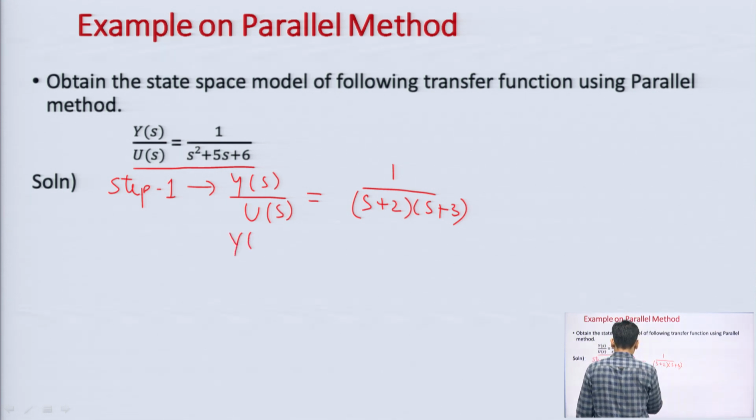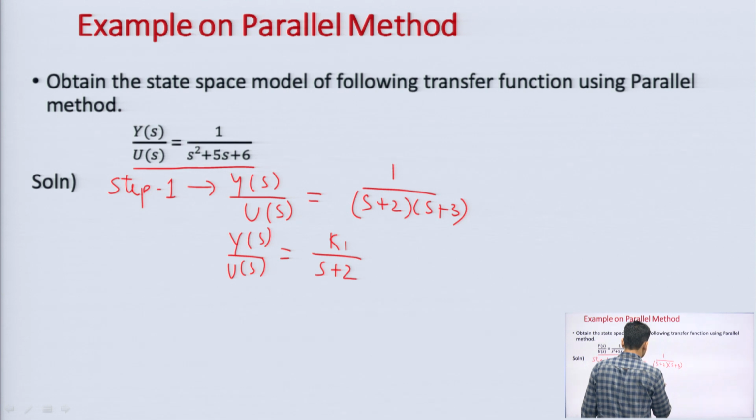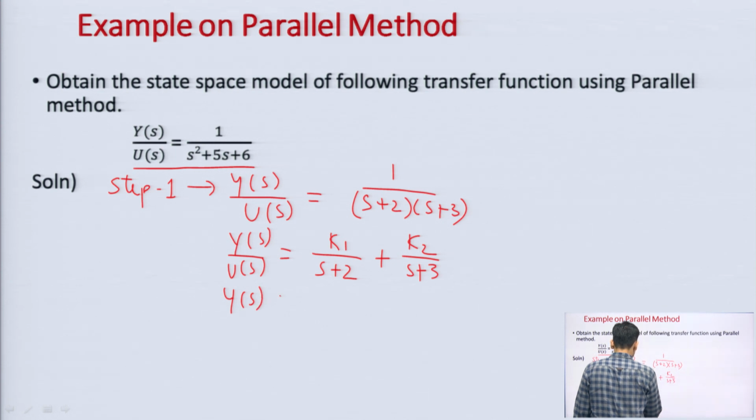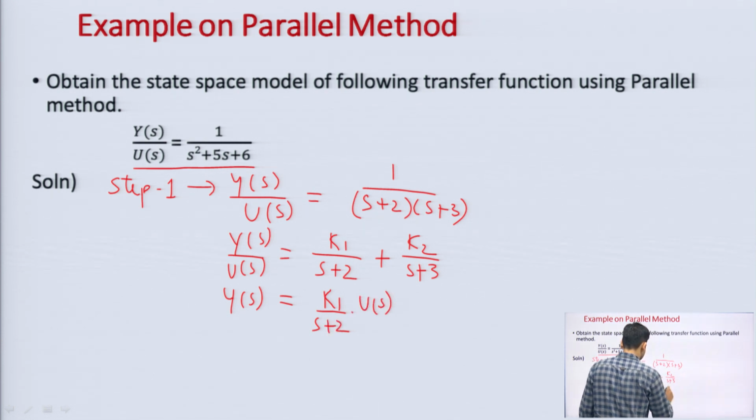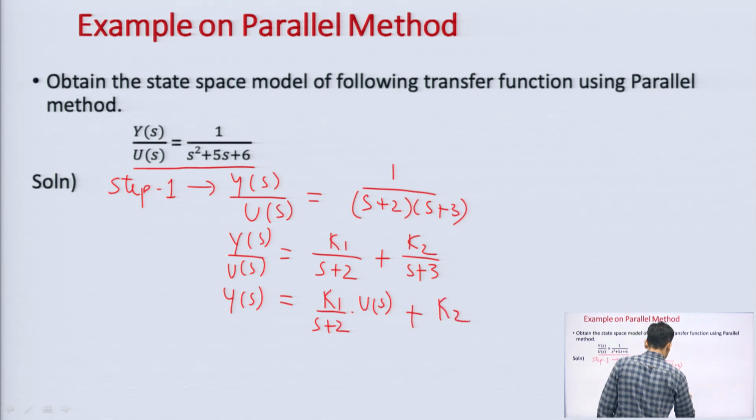So, Y(s) over U(s) can be written as follows. I can assume the numerators to be constants: k 1 over s plus 2, plus k 2 over s plus 3. Then I can further simplify it. So, Y(s) is equal to k 1 upon s plus 2 multiplied by U(s), where U(s) is my input, plus k 2 over s plus 3 multiplied by U(s). So, this expression will come.